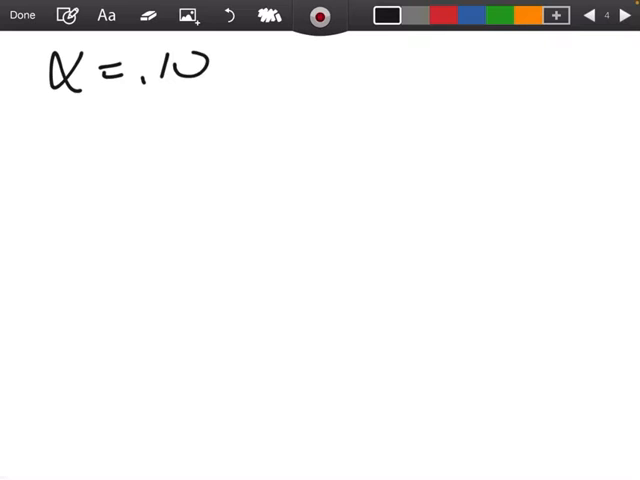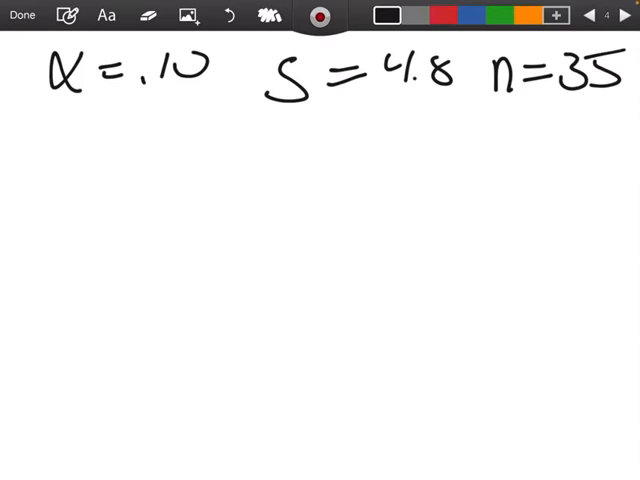Y'all, I'm going to do the same thing here, so I'm going to do another slide, okay? I'll say alpha is 0.10. But now I don't know sigma. I know my sample standard deviation. I'm going to use the same number, 4.8. The other thing I need to know is my value of n. Remember what n is: it's just that in a random sample of so many. I'm just going to make this up. Suppose n happens to be, say, 35.